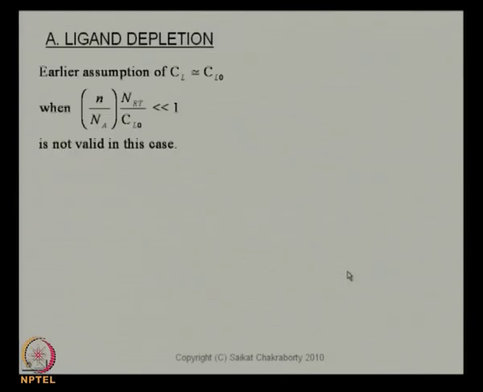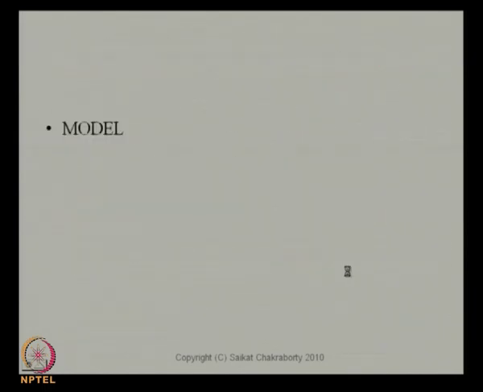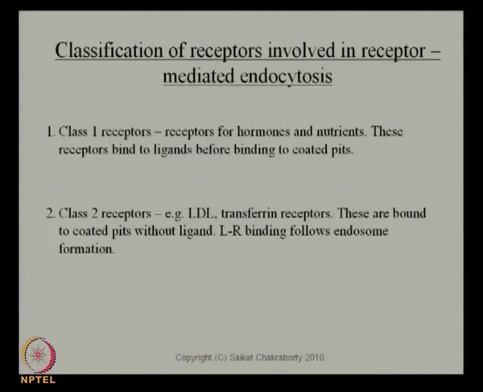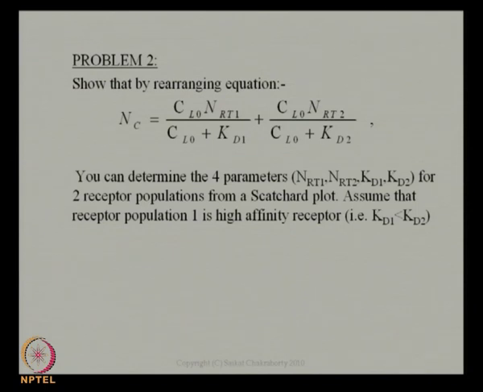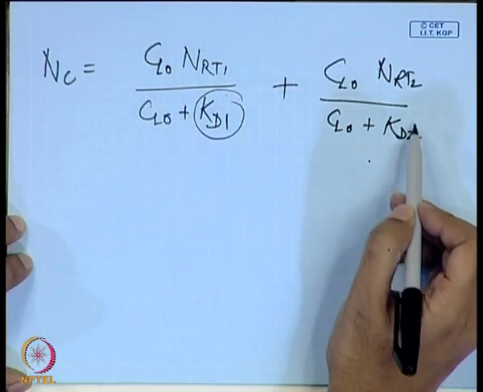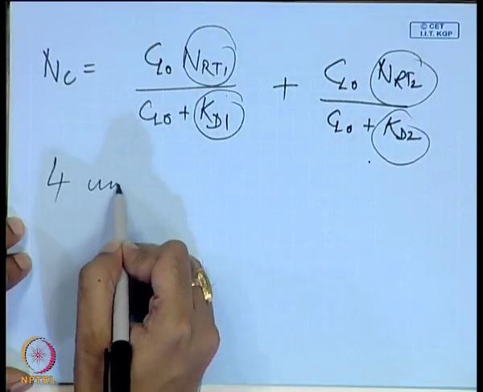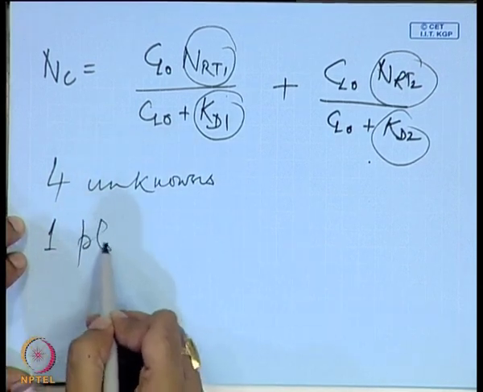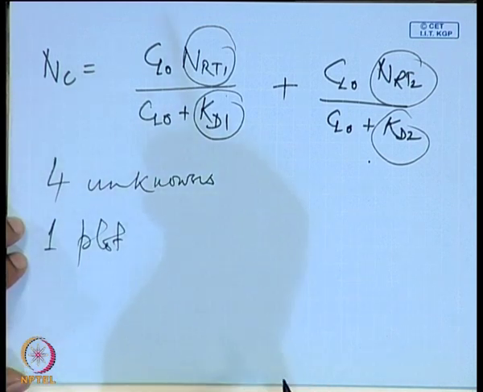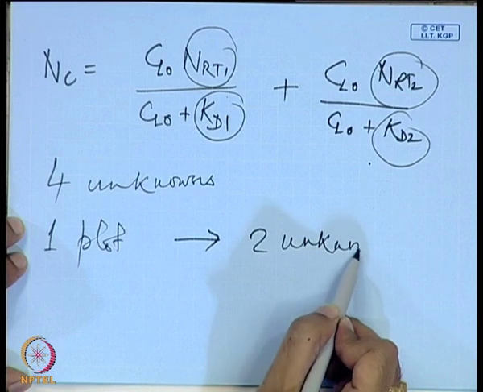But here, the problem that I gave you, the problem with this is that you have 1, 2, 3, 4, so 4 unknowns and 1 plot. So how do you go about it? This can at most give you 2 unknowns. So how do you figure out the other 2 unknowns?